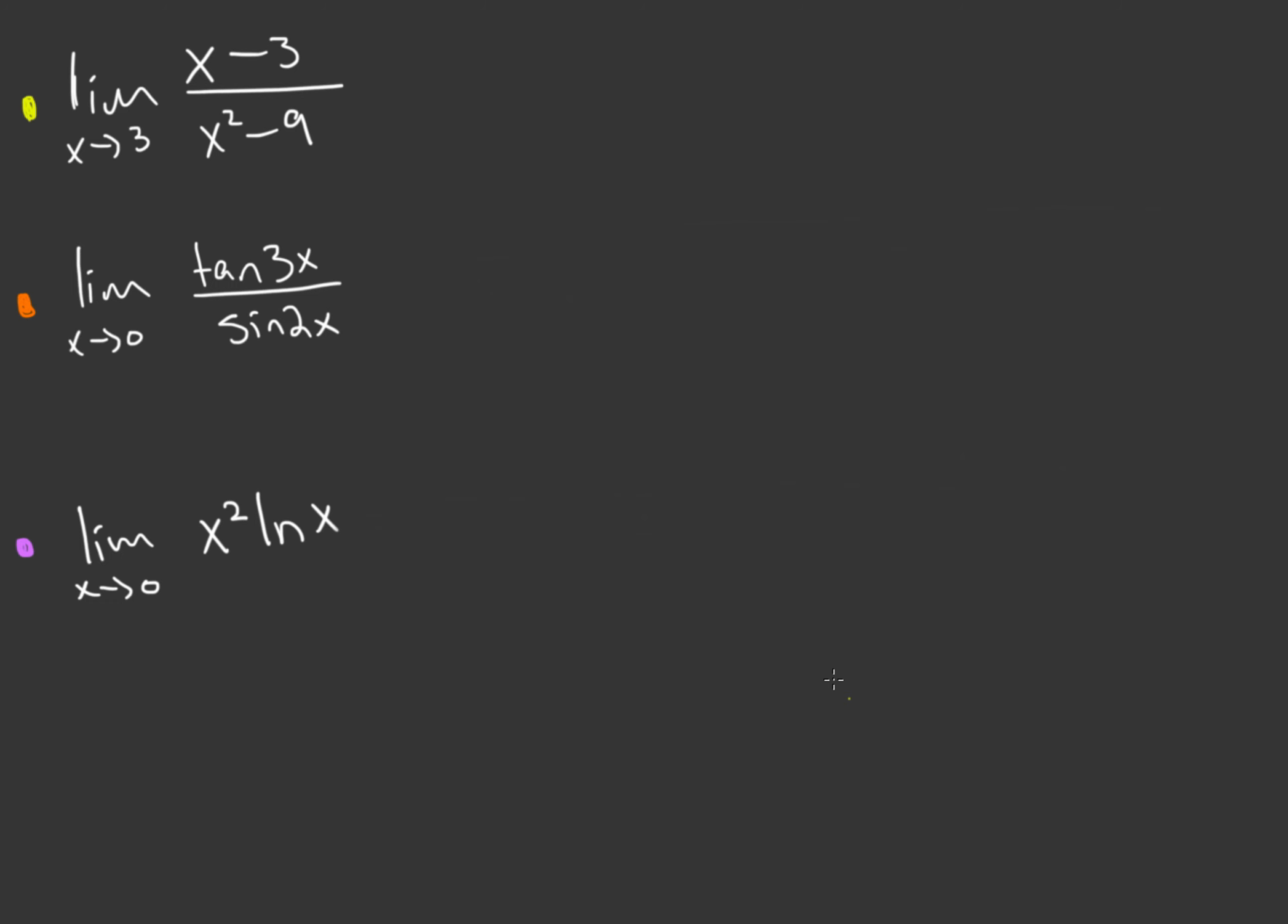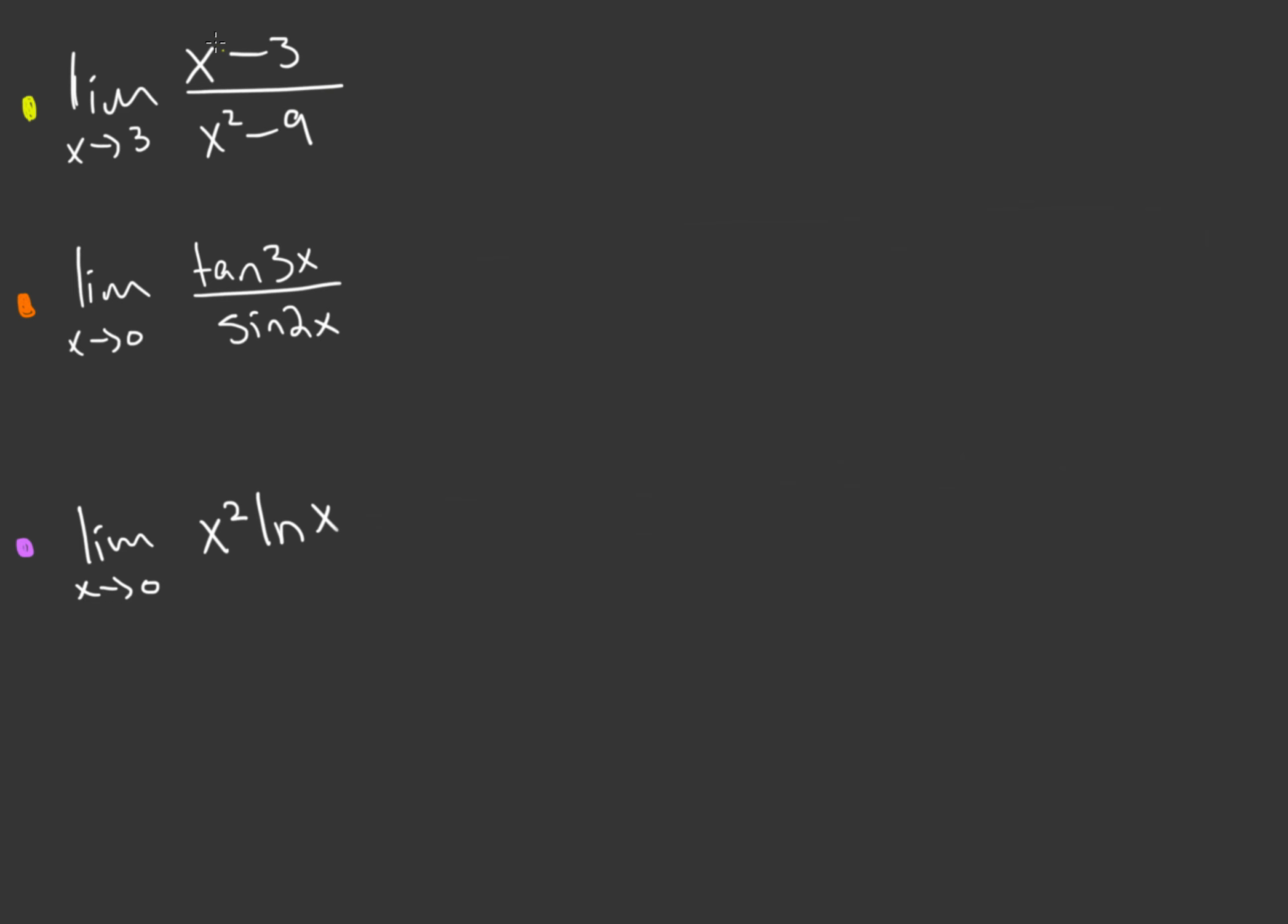I'm going to cover a few examples of when and how to use L'Hopital's rules when you're taking the limits of x as they go to 0 or infinity or whichever number they go to. So start off with this basic example on number 1. We have the limit as x goes to 3 of x minus 3 over x squared minus 9.